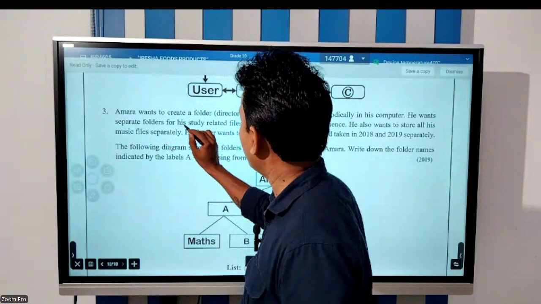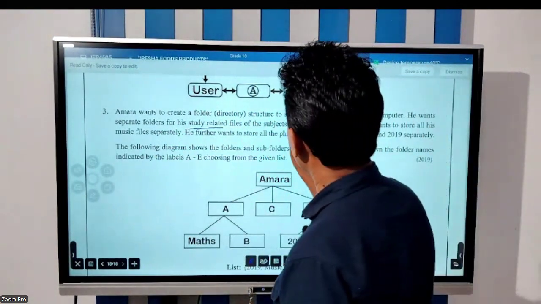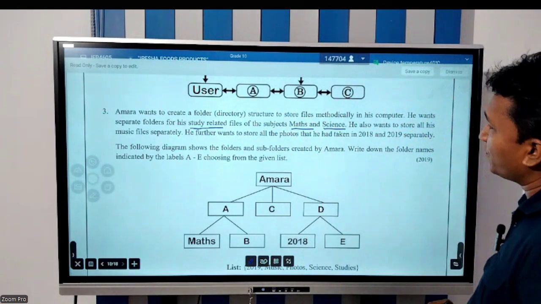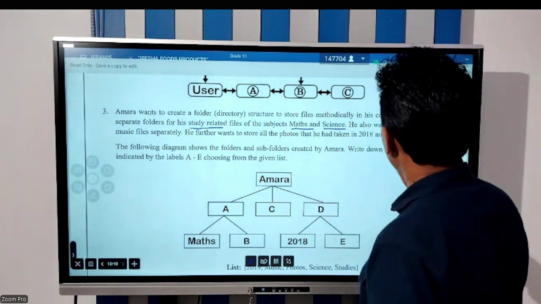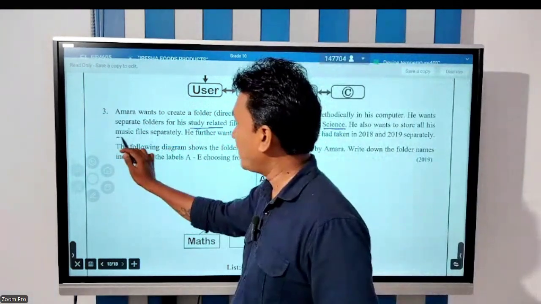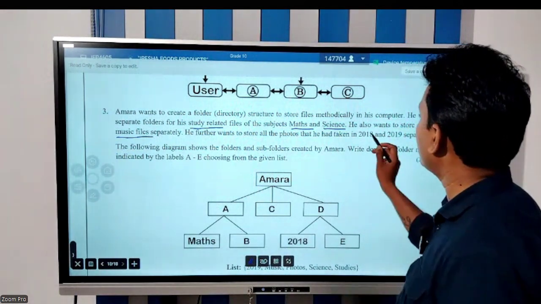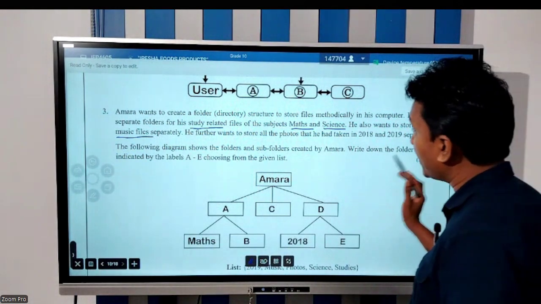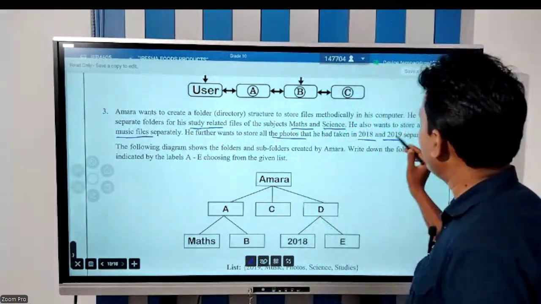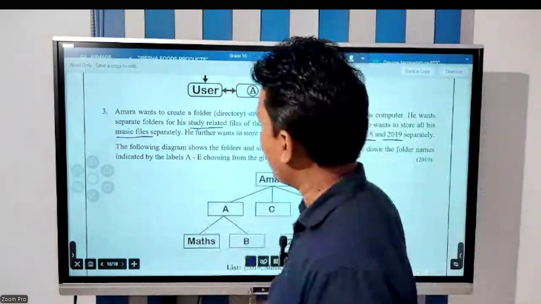Study related files should have a separate folder. Under that, there are two subjects, maths and science. He also wants to store all his music files in a separate folder for music files. He further wants to store all photos that he has taken in 2018 and 2019. So there should be a photo folder. Under that, there are two years. So those are the things we can get from this paragraph.